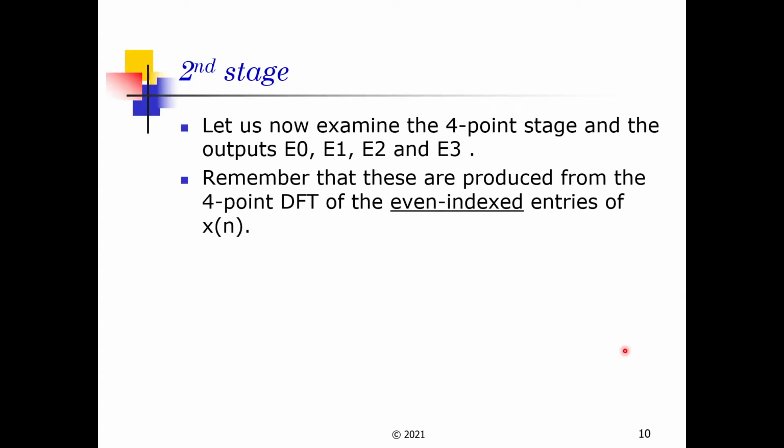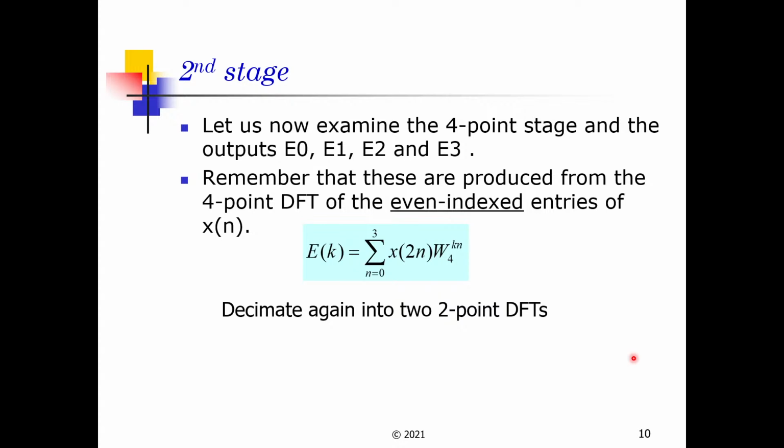So let's examine what happens when, after the first decimation that we just now saw, we're going to decimate one more. So we're going to decimate these into 2-point DFTs from that 4-point DFT that we did from the first decimation. And we can formulate our equations here and so forth.